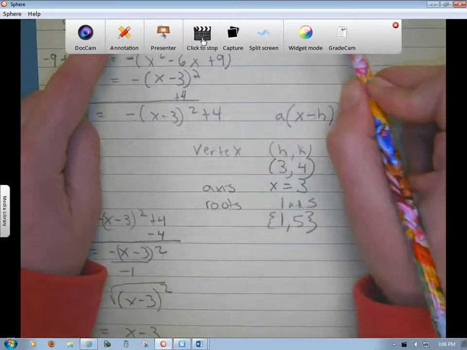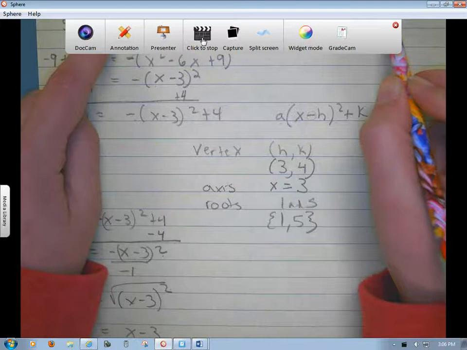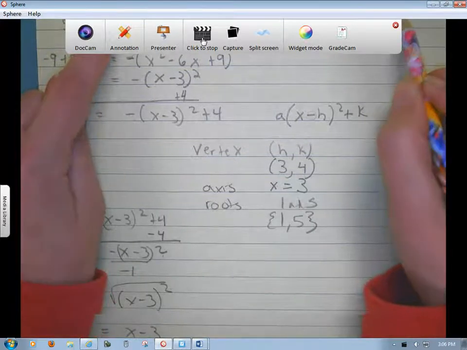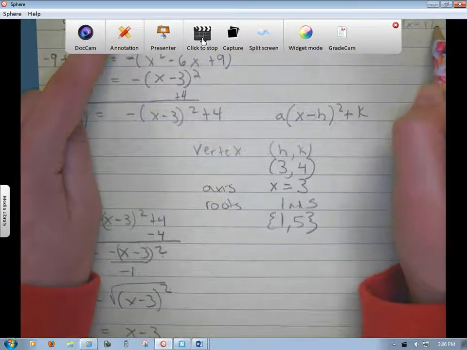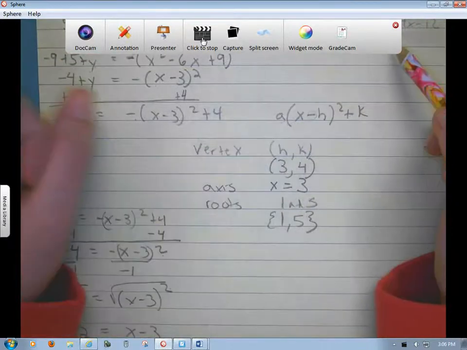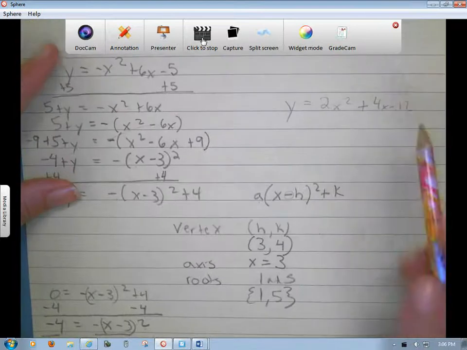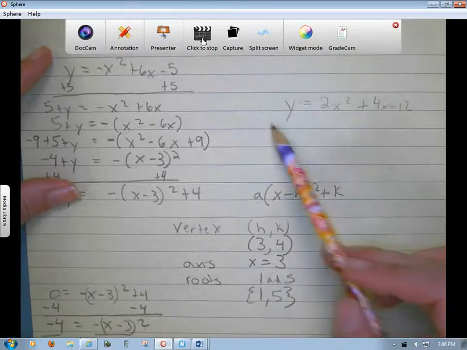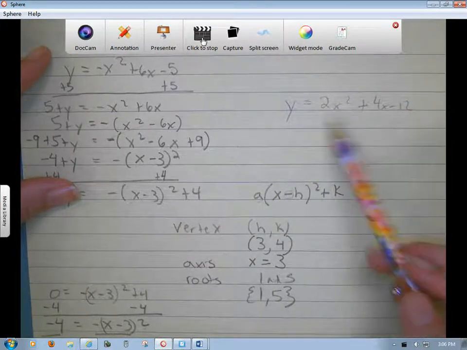Like if this was 2x squared plus 4x minus 12. When I'm in vertex form, then that a needs to be a 2 if this was my original equation. So if this is my original equation, then that a has to be a 2.